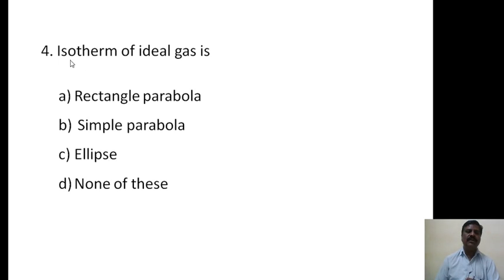Then the fourth one: the isotherm of an ideal gas is, A, rectangular parabola; B, simple parabola; C, ellipse; and D, none of these. I will give just 10 seconds. You have to select the right option.